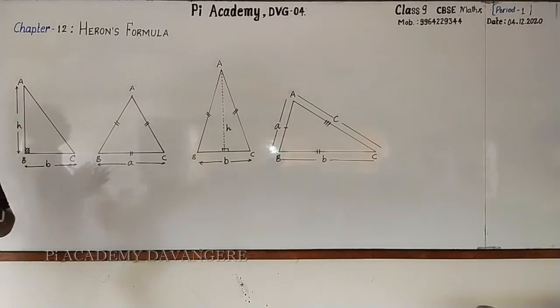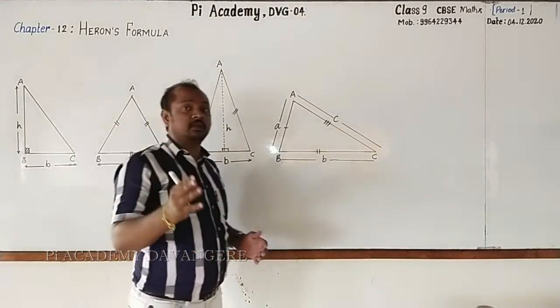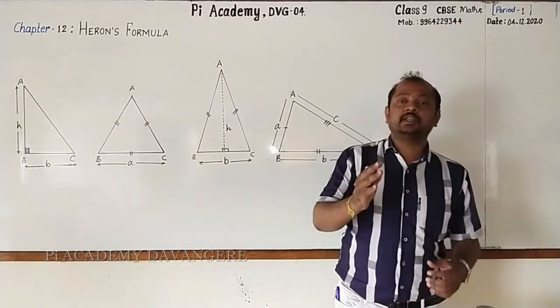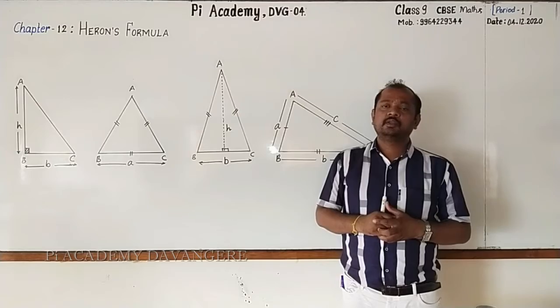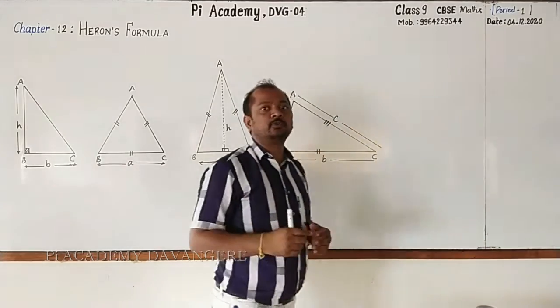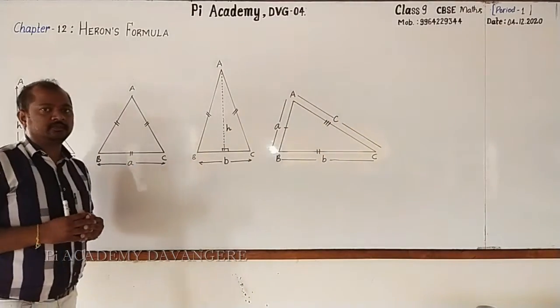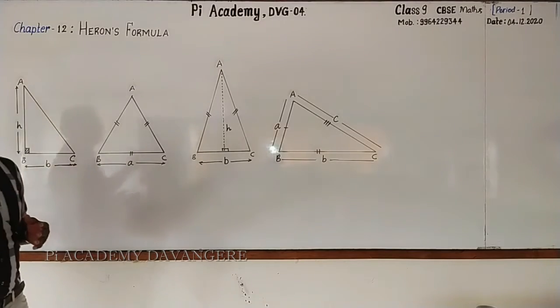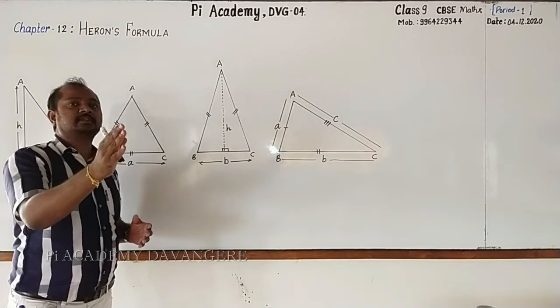Dear students, we have already come to know one of the general formulas that we use to find out the area of the triangle. Could you tell? Yes, it is half into base into height. Right? Once I repeat, area of triangle is half into base into height.